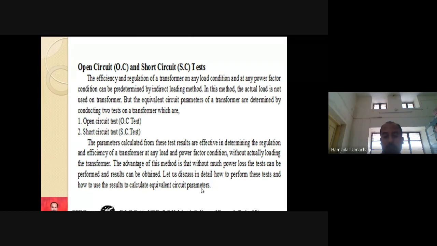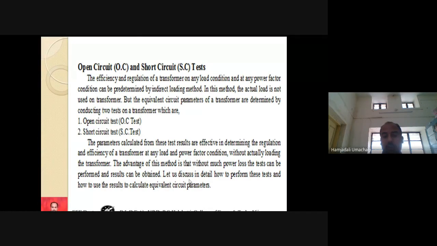Okay, let us discuss in detail how to perform these tests and how to use the results to calculate the equivalent circuit parameters. So now we are going to conduct the OC test and SC test. In the OC test, I told you that this will give you iron loss information, and we are going to estimate the parameters R0, X0, I0, IC, IM. Whereas the short circuit test will give the information of copper loss, and from the equivalent circuit we will come to know the parameters X1E, R1E and Z1E from the short circuit test, and using those values at the end we are going to estimate what?